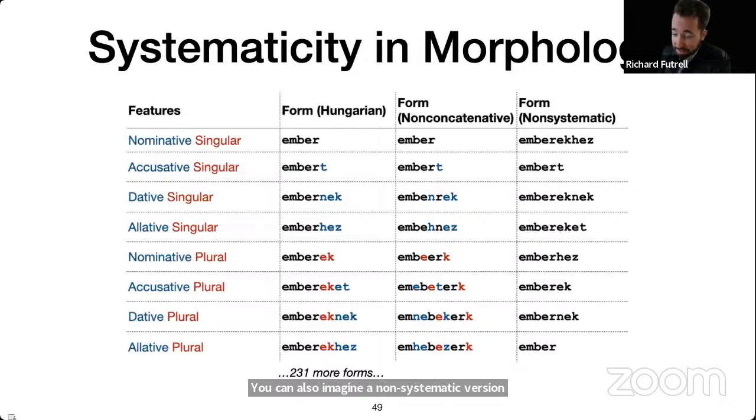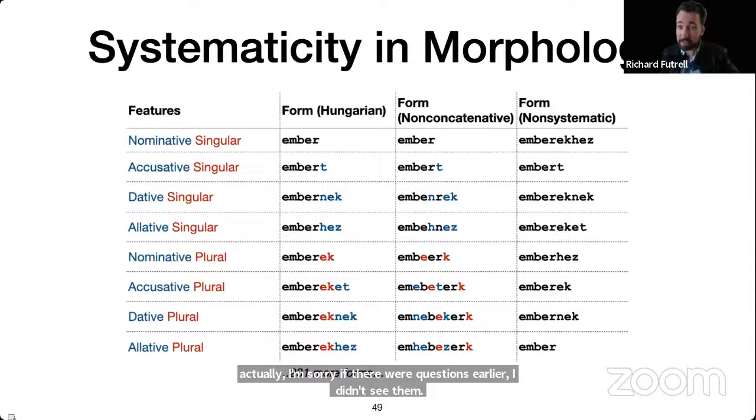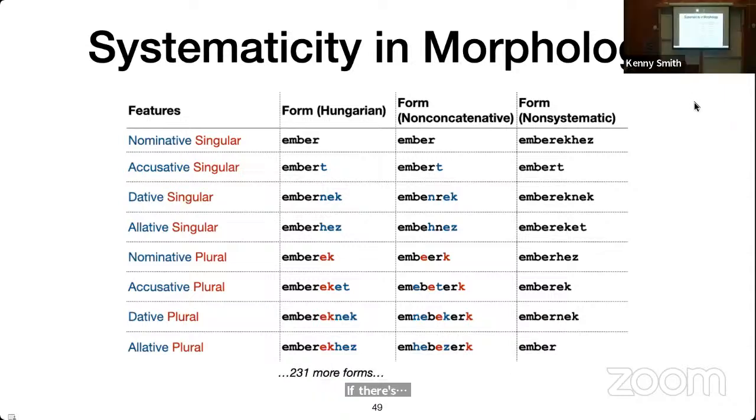So what I've done here, there's a question there. I'm sorry if there were questions earlier, I didn't see them. I actually am not sure how to pull that up. Sorry. It's not a question, it's fine. We're just doing a bit of bookkeeping on the Q&A afterwards. Sorry, carry on. Okay.